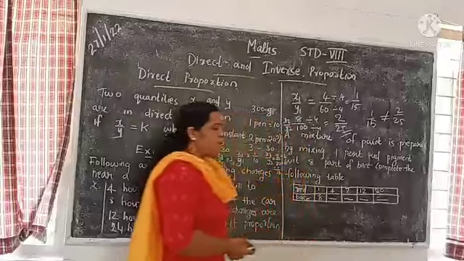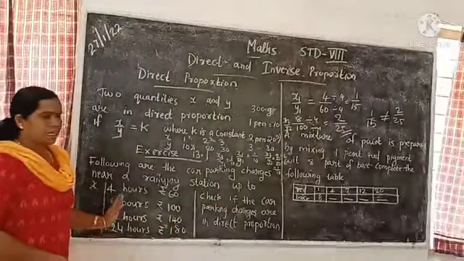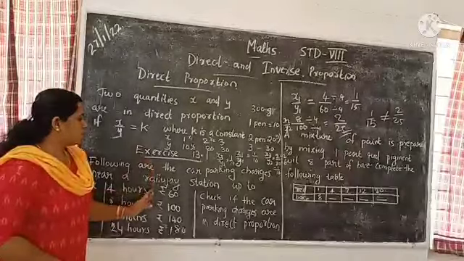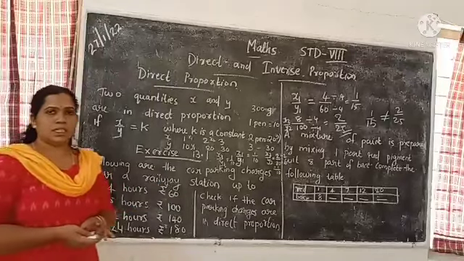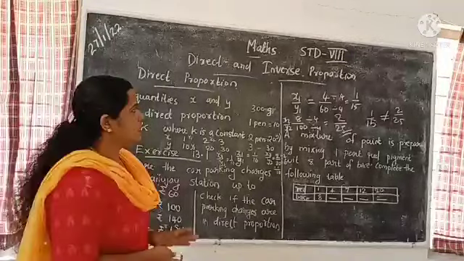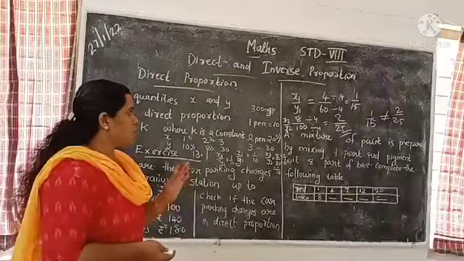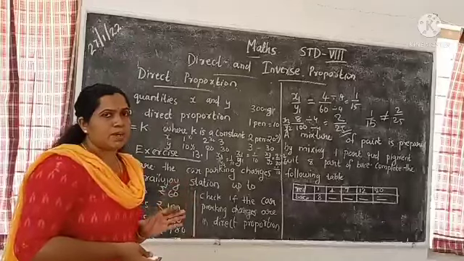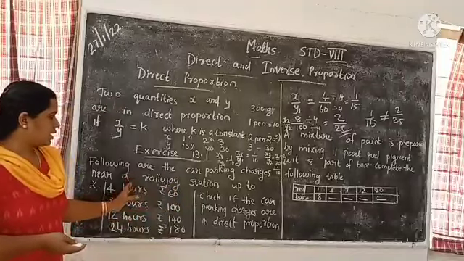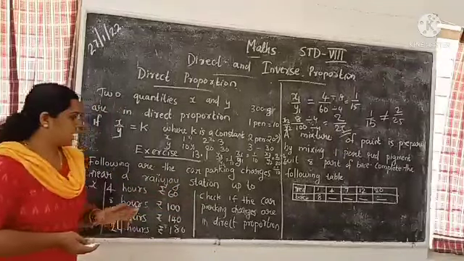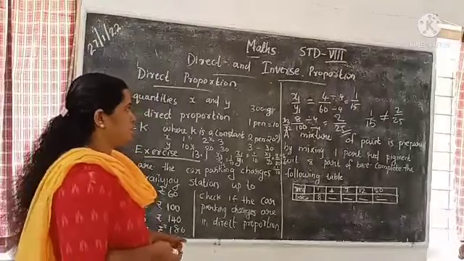So we can say from the second data that these car parking charges and time are not in direct proportion, because x1 by y1 is not equal to x2 by y2, or x by y is not a constant. So we can say that this car parking charge and time are not in direct proportion.